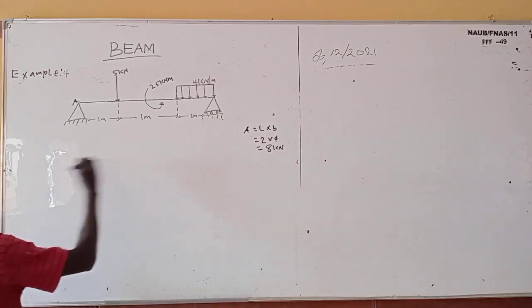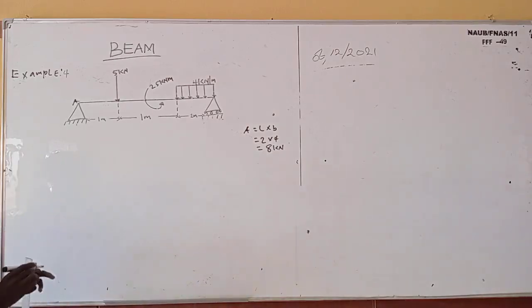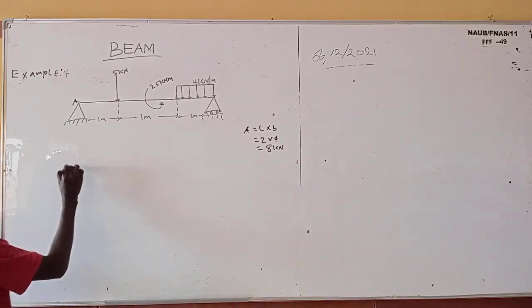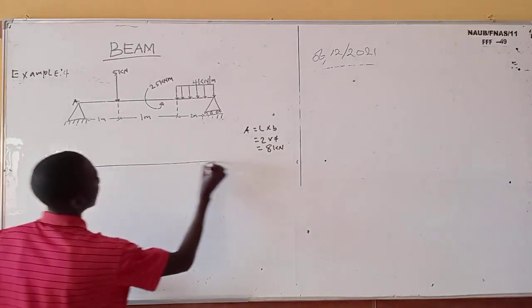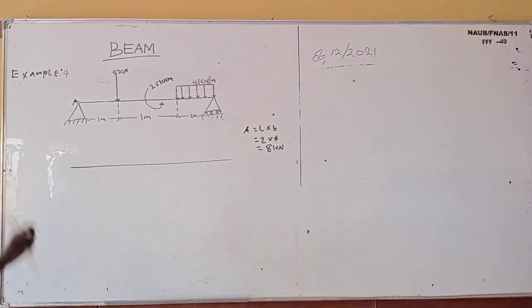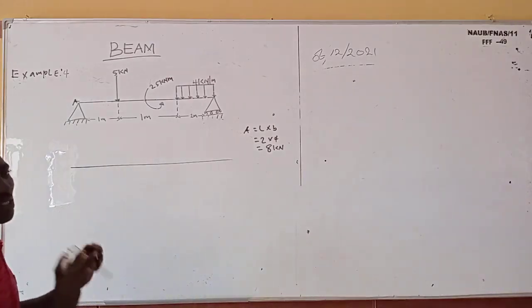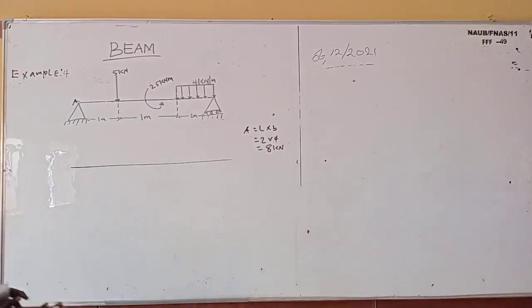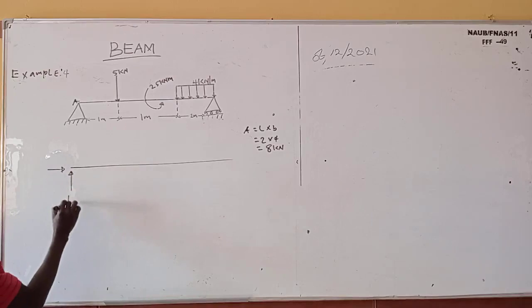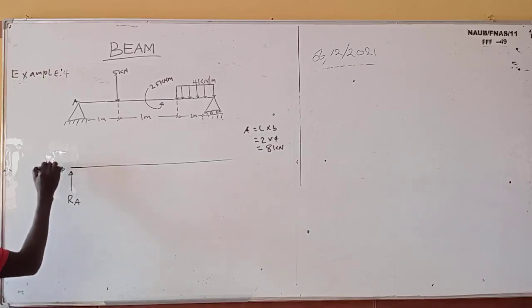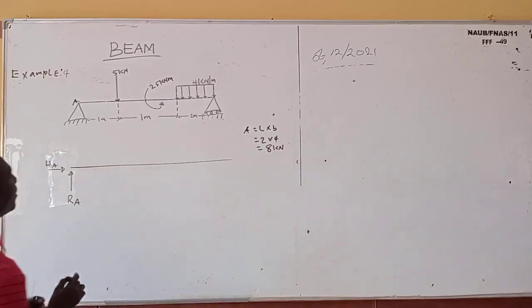So the next thing is for me to draw my free body diagram. Please, when you want to do this, you draw it very neat with your ruler and everything. Okay, this is a pin support. It's going to have 2 reactions: vertical reaction at A and horizontal reaction at A.